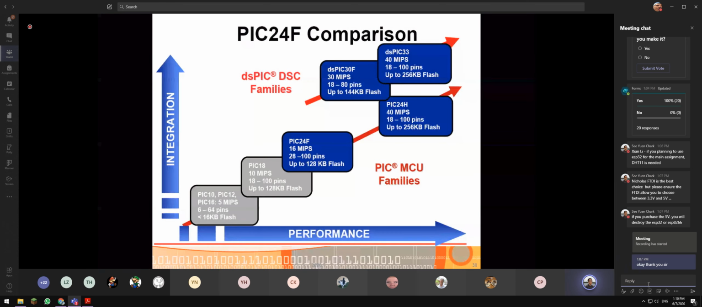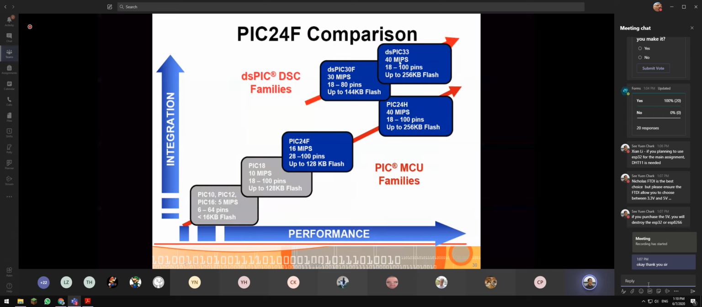Okay. Let's look at the PIC24 family comparison. Okay, so of course, you already learned PIC18. PIC18 is about 10 million instructions per second, which is slower, but PIC24 is faster. Things are getting faster and faster when you come to PIC24H, high speed, 40 million instructions per second. And we have dsPIC as well.